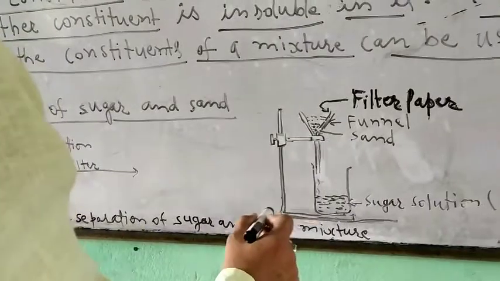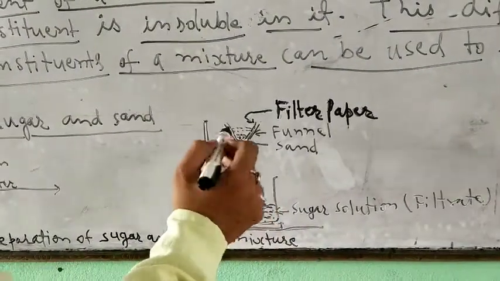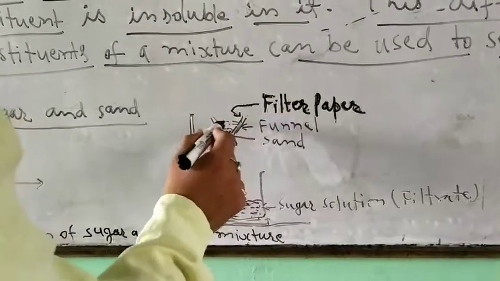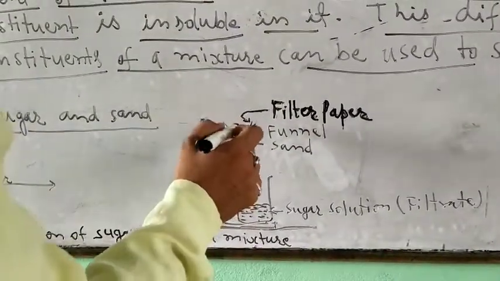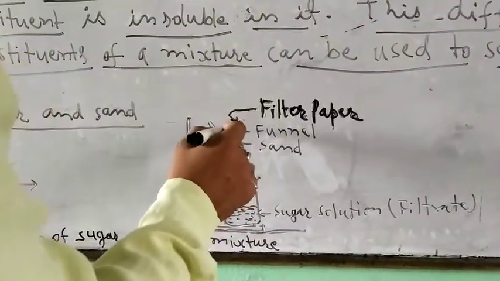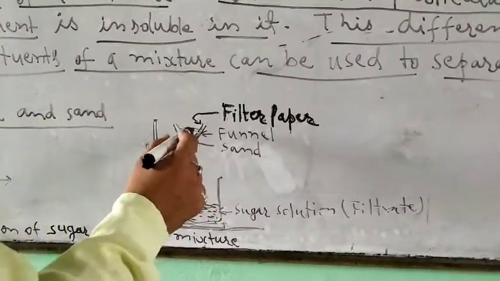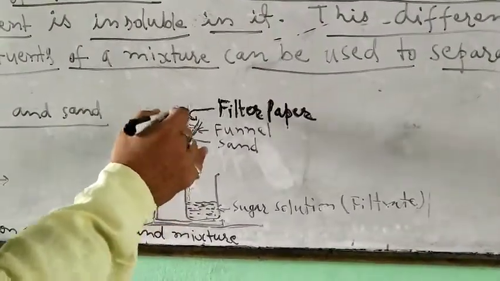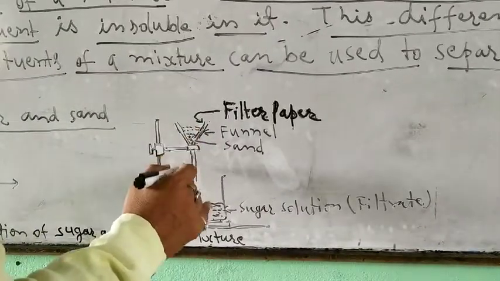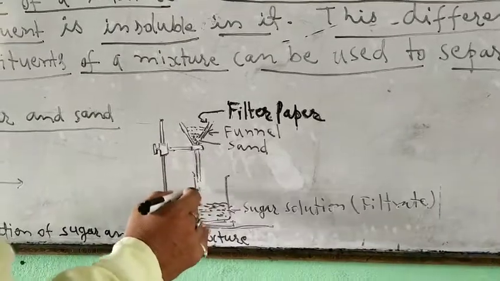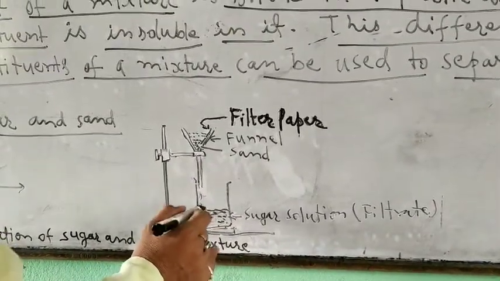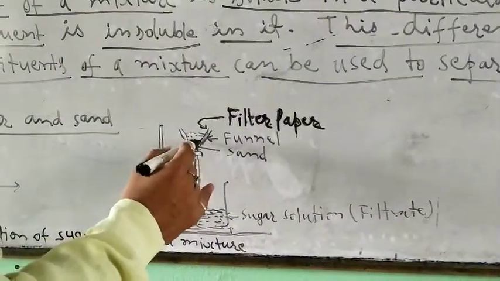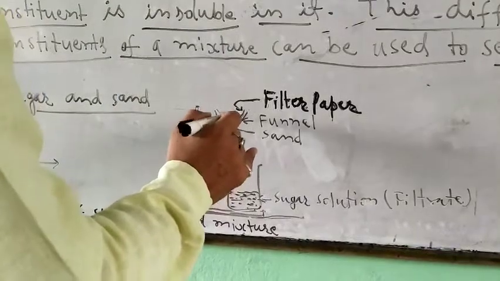We take an iron stand, a beaker and a funnel and clamp. First of all, we take a filter paper that was folded in 3/4 part and put in the funnel as shown here, and we put the mixture of sugar and sand solution. If we pour the mixture in the funnel, the solution of sugar goes down into the beaker and a filtrate of sugar solution is obtained, and residue of sand is left behind in the funnel on the filter paper.